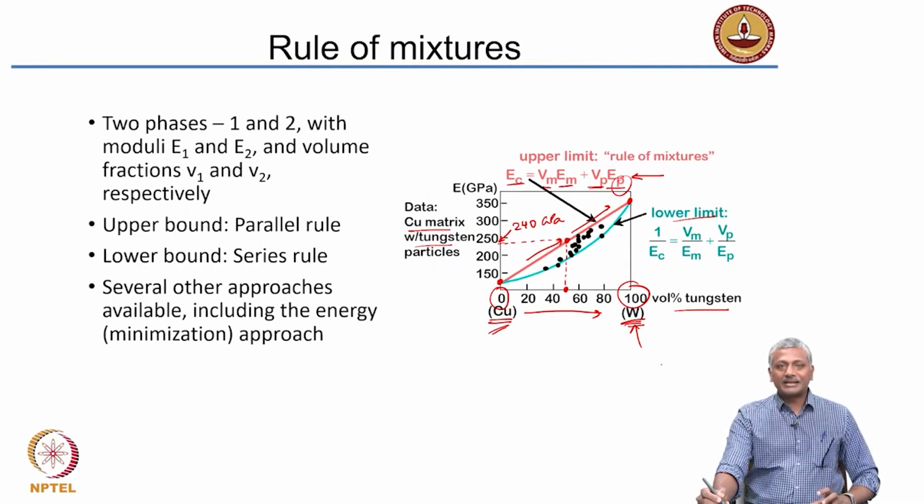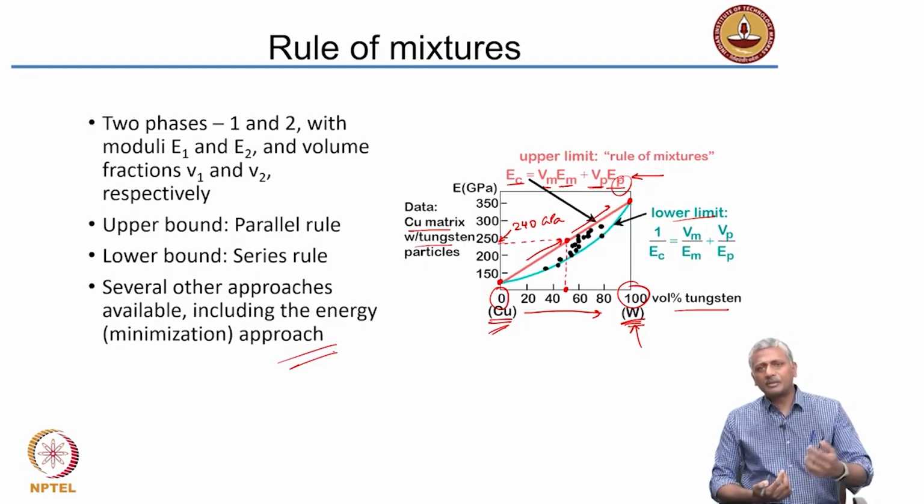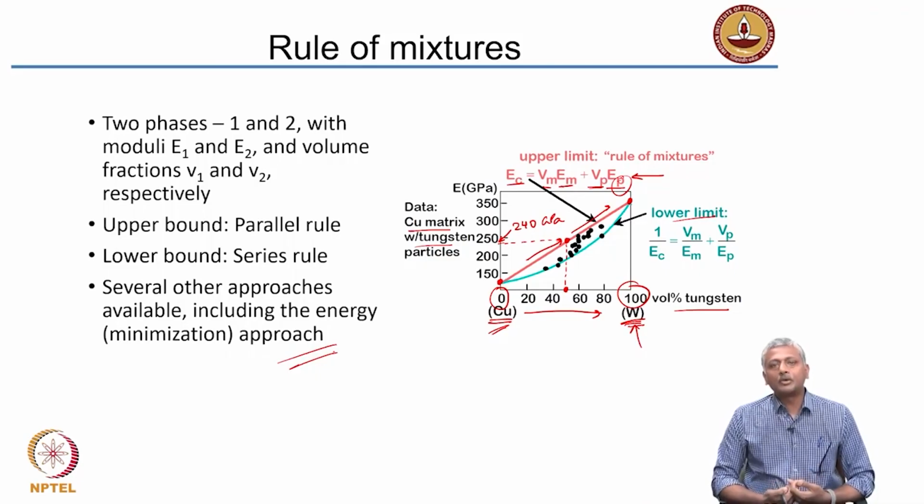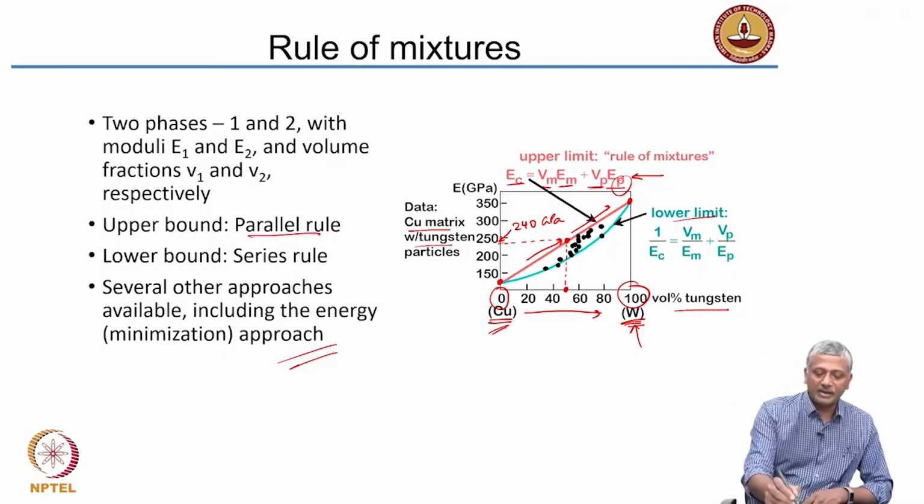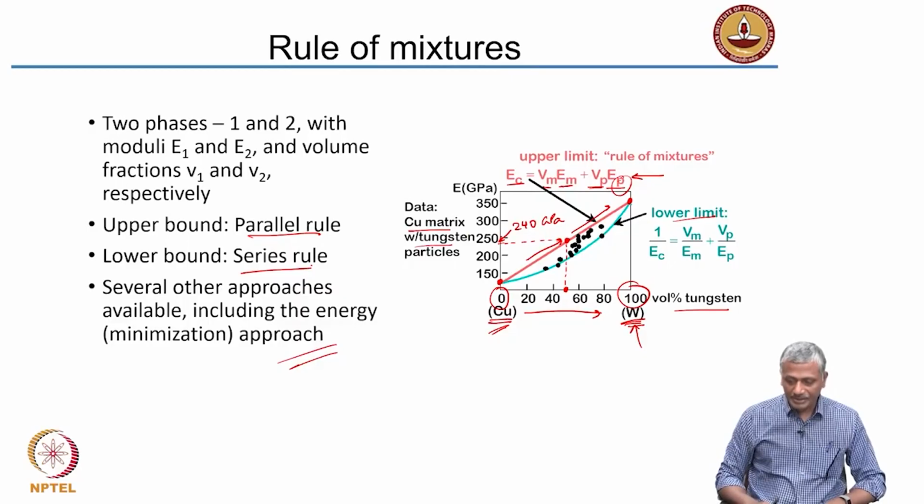Now, of course, there are several ways of looking at how you can produce composites with two different materials and estimate the engineering properties. For example, the energy minimization approach is one more way to do this. But let us take a look a little bit more closely at what would be a simple arrangement that will lead to the upper and lower bounds. We call them otherwise as parallel rules and series rules. Let us take a look at that briefly.